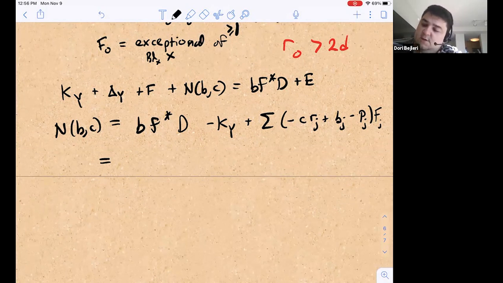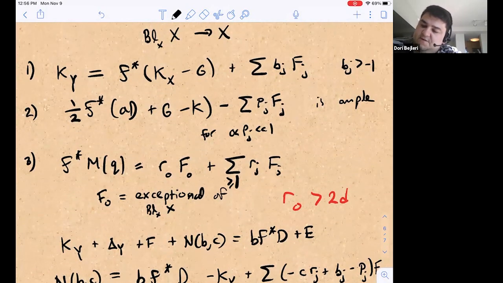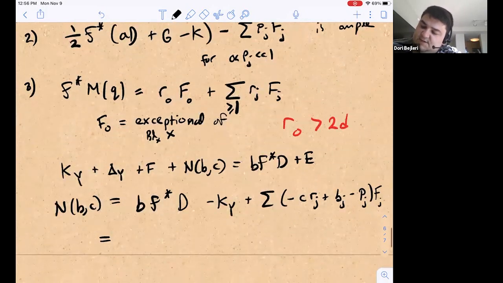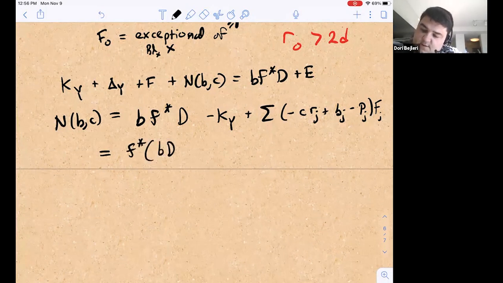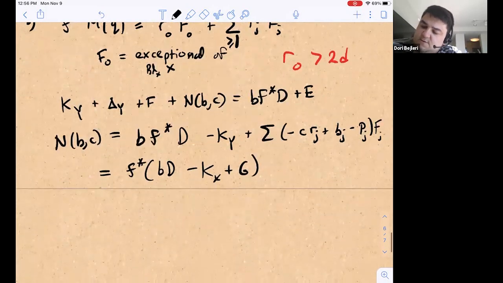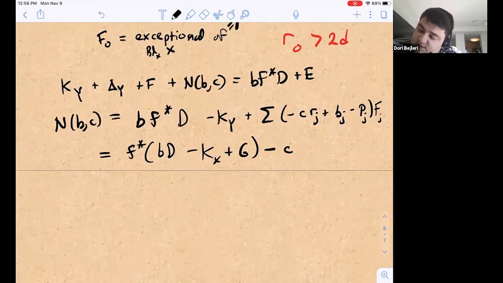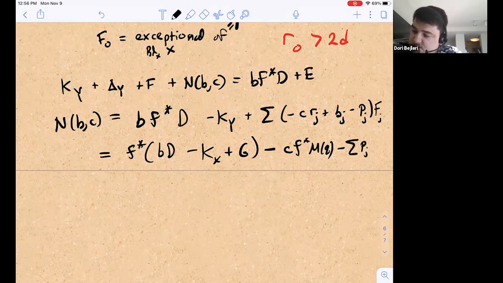So there's our discrepancy. If we look back at KY equals f upper star KX minus G plus the sum of BJ FJ's, then those terms we can combine to get the pullback of just KX minus G. So this whole thing is f upper star of BD minus KX plus G. What do we have left? Well, we have the P's left, and then we have the C times RJ's left. C times RJ came from pulling back M of Q. So here we have minus C times the pullback of M of Q. And then the P's were just whatever they were, this small perturbation to make things ample.